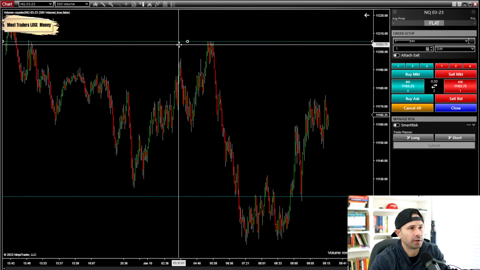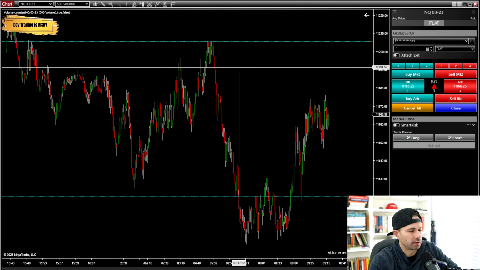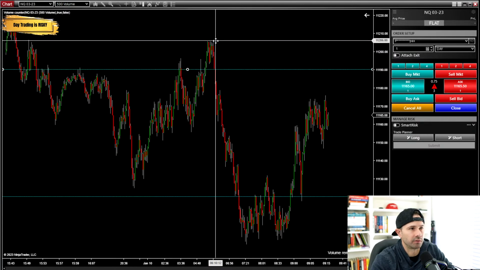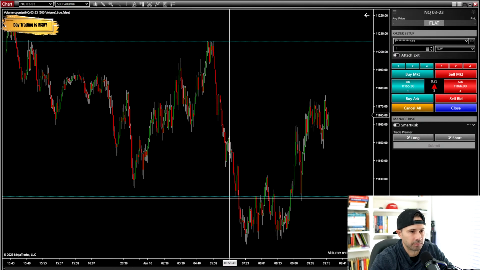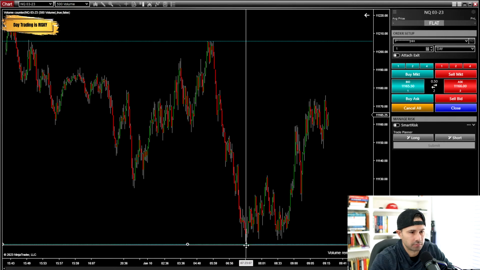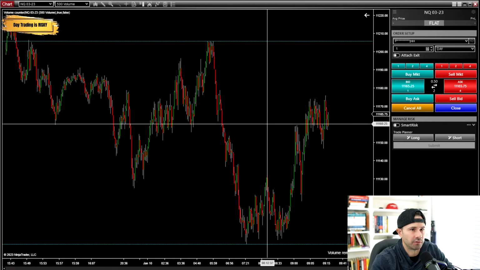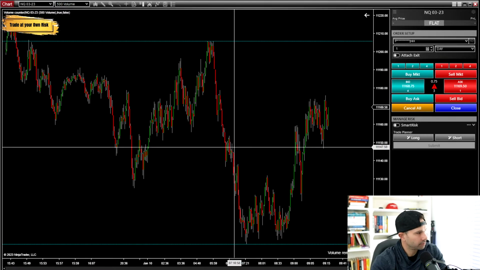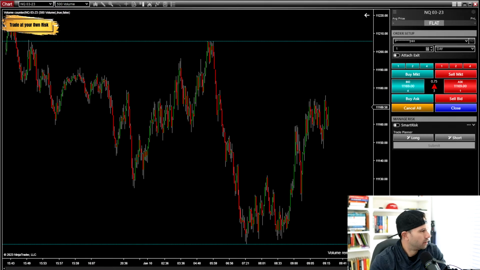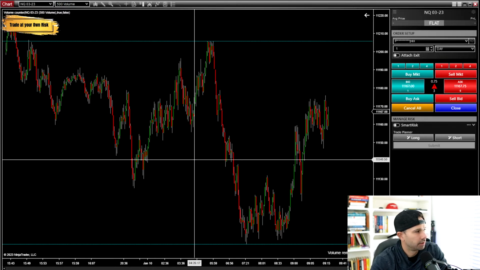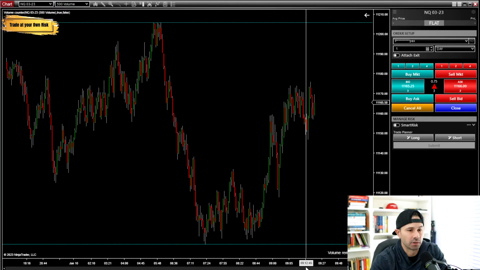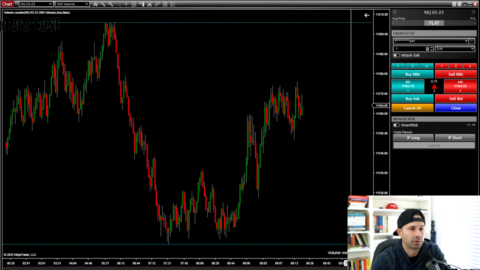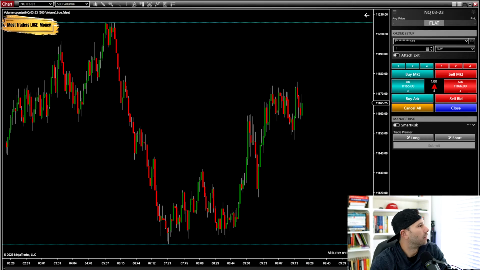All right, so I'm going to mark off the overnight. Look how similar yesterday's overnight high and low is to today's. This is basically the same. It's a very tight range. Very tight range, right? I feel very bullish. What time is it? It's 9:17.